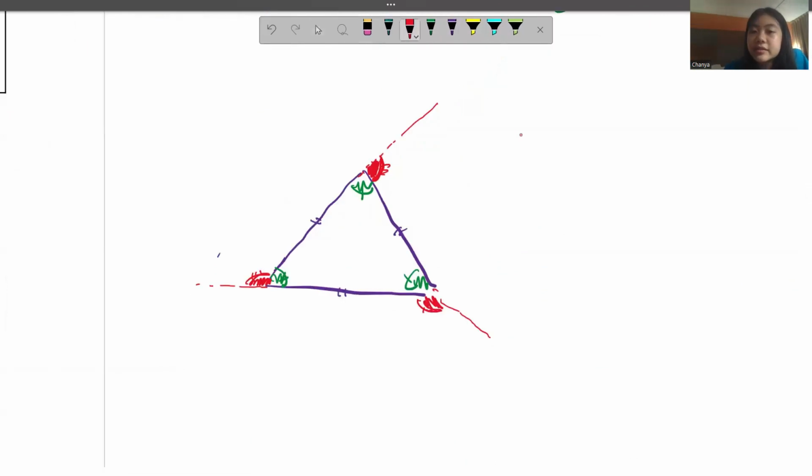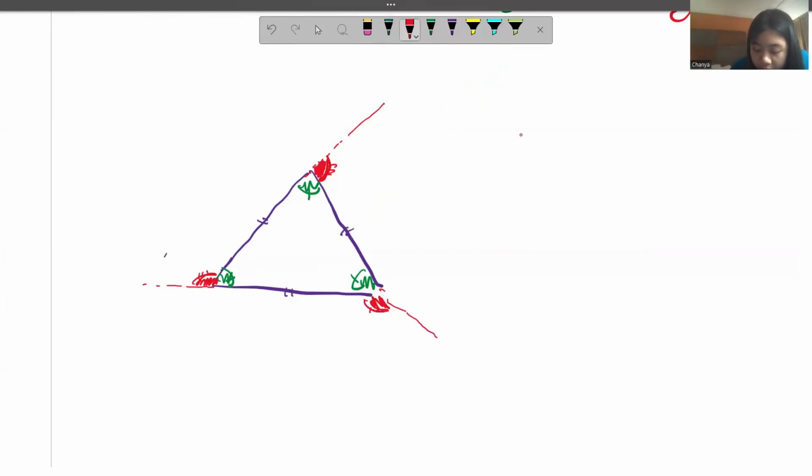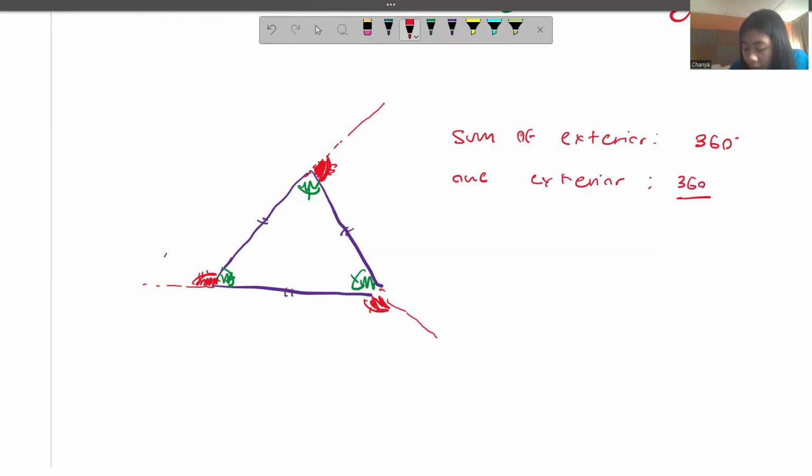So for example, for a triangle, the sum of exterior angles is basically 360 degrees. That's true for any polygon. And then for one exterior angle, that's 360 degrees divided by how many sides it has, which is 3, which is basically 120 degrees. So that's the measure of whatever is here.